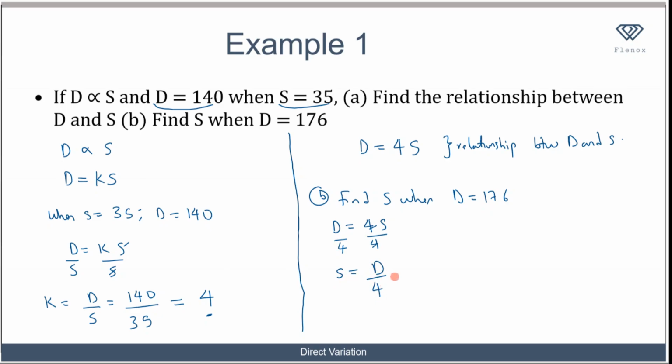So in this case, my D is 176, divided by 4. And 176 divided by 4 gives me 44. So when D is equal to 176, the value of S is equal to 44. So that is the answer to this question. Finally, let's look at one more example that has to do with direct variation and see how we tackle it.